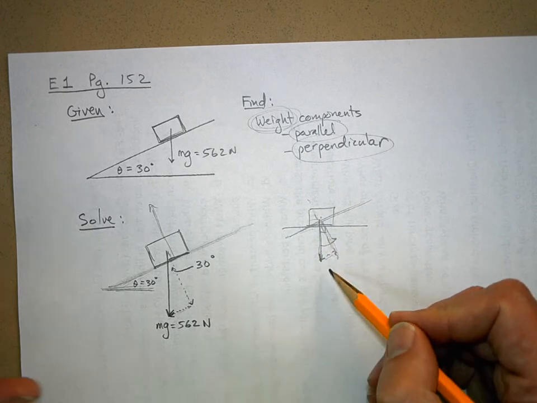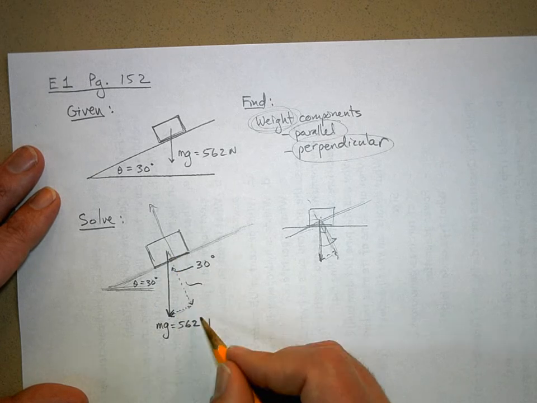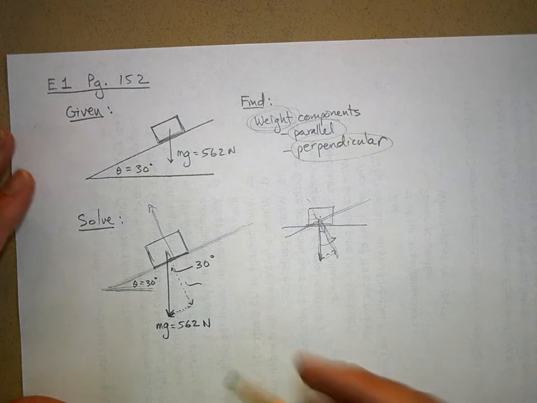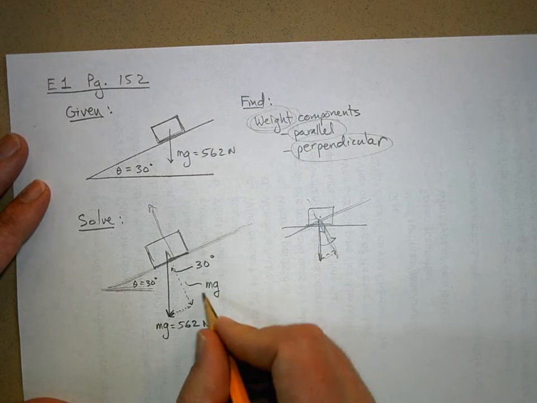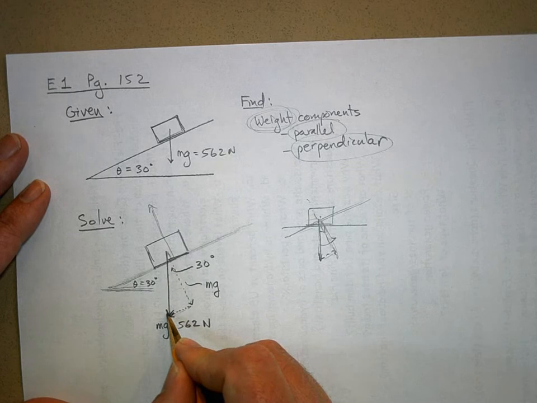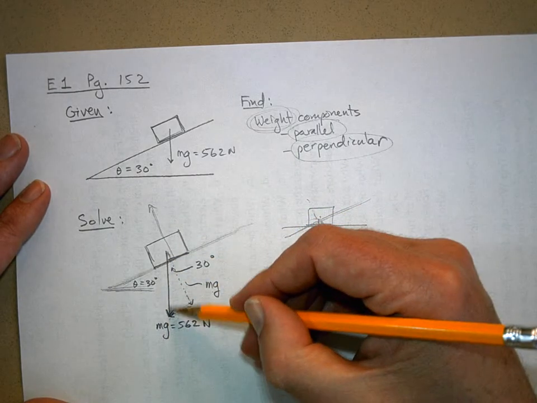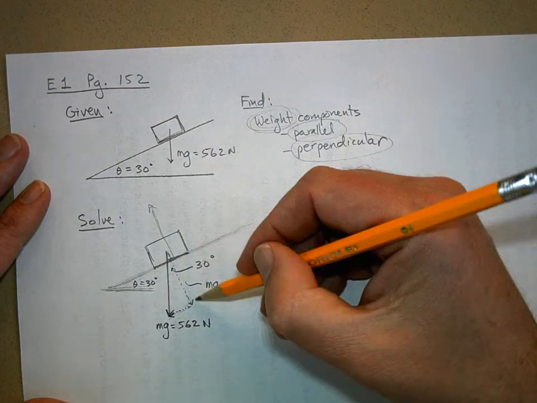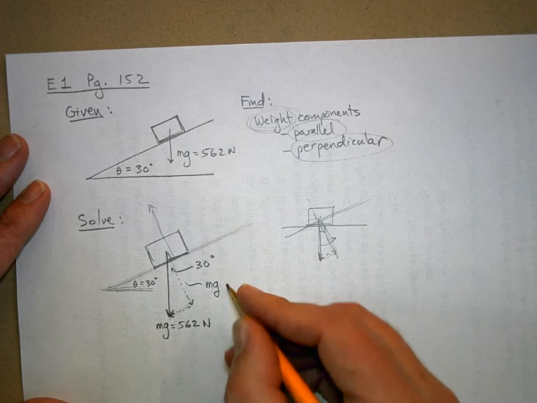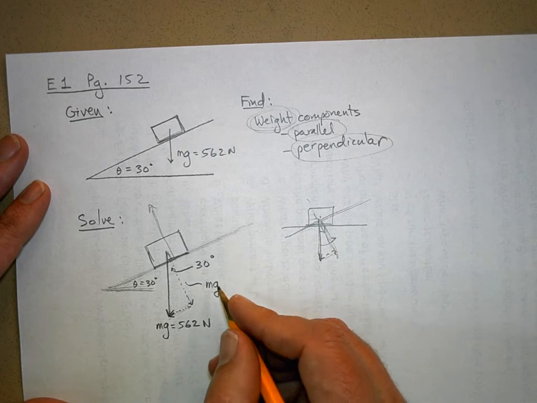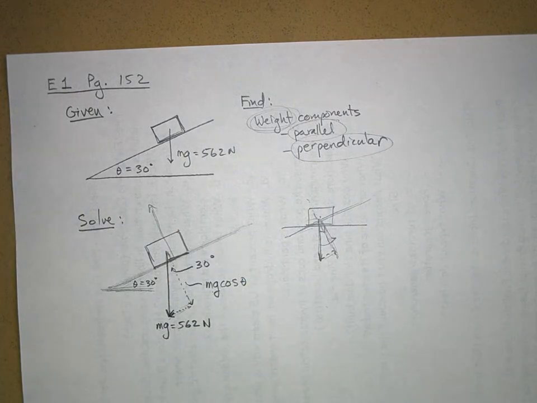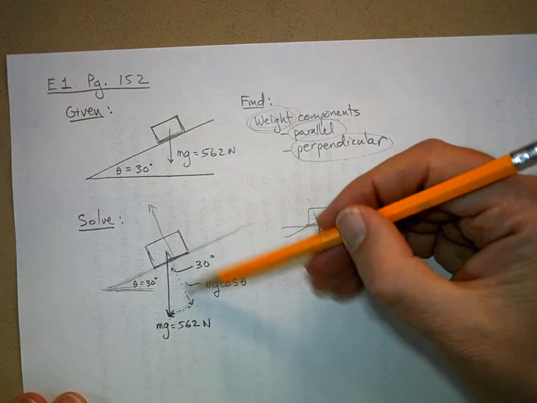Only part of the weight is that perpendicular component. And what is that? Well, this is the adjacent leg of a right triangle. How do you find the adjacent leg of a right triangle? Here's your hypotenuse. Here's a right triangle. Here's the hypotenuse. The hypotenuse is the weight. So the adjacent leg of that right triangle is the hypotenuse, mg, times the cosine of the angle. Right? Cosine means adjacent over hypotenuse. You solve for the adjacent, it's the hypotenuse times the cosine of the angle, is this.